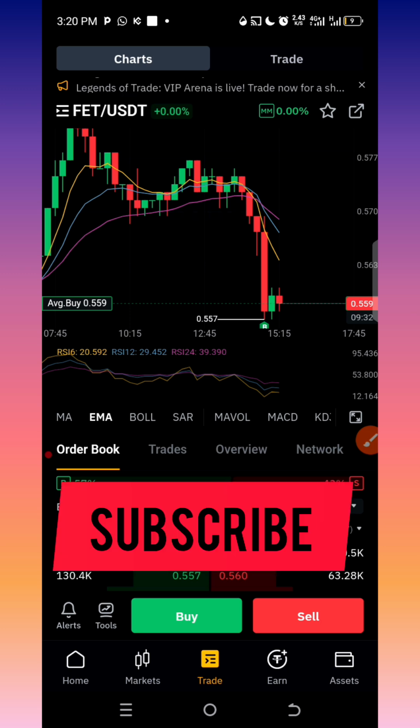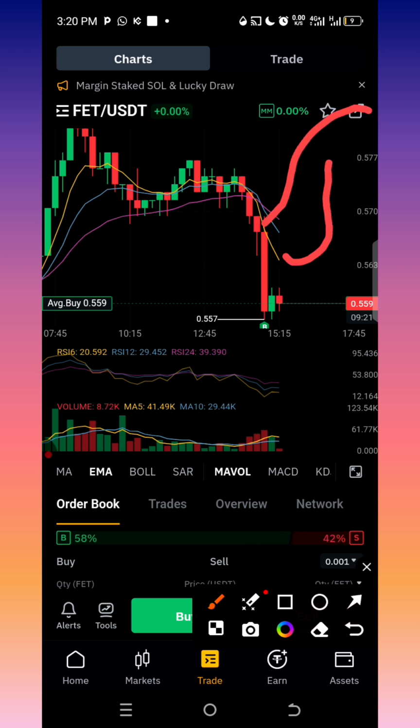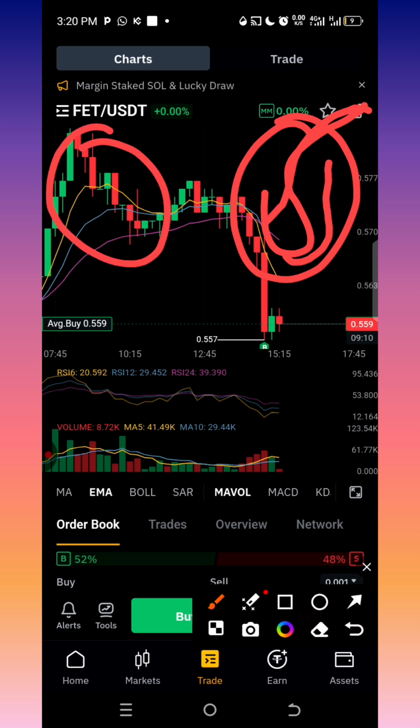My target is for this indicator right here, for this yellow indicator line to come up and cross all these lines and go higher. Right, once this yellow line crosses all these lines and goes higher, that is when I will sell. Because once it happens at this particular point, exactly how it happened here, it becomes my point to sell. Okay, and by so doing I will make a good profit. Let's just go back and show you.